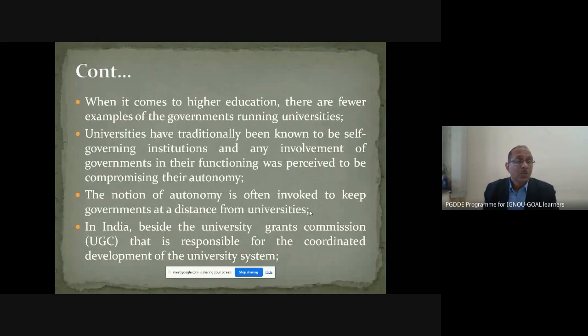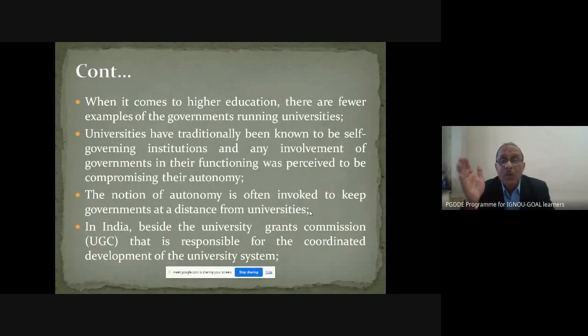And then when it comes to higher education, now that we have talked about school education on the previous slide, there are a few examples. Generally, higher education, universities and colleges, are run by the government. If you talk about India, we have a large network of colleges and universities, almost 30,000 colleges and 1,000 plus universities, and the majority of these institutions are run by the government. Now quite a few institutions are in the private sector, run by private people and private agencies. Universities have traditionally been known as self-governing institutions. What self-governing means is that the government may be funding the institutions, but it should not interfere in running the university.